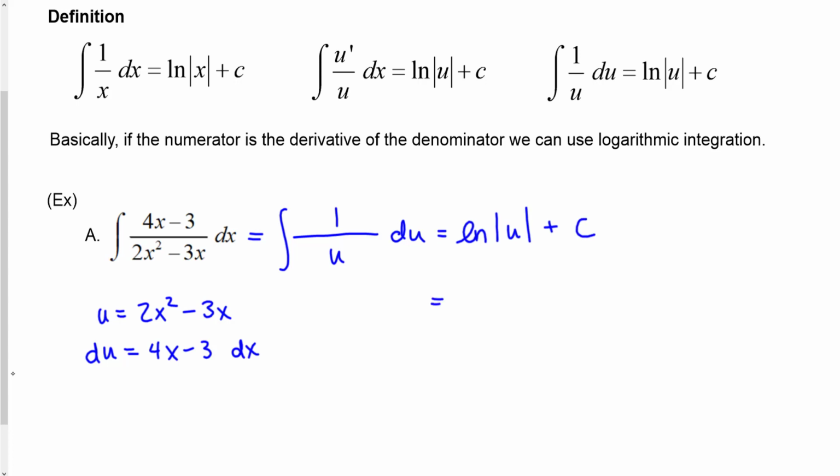which is the natural log of the absolute value of 2x squared minus 3x plus c. So effectively, right from the beginning, if I notice that the numerator is just the derivative of the denominator, the answer is going to be the natural log of the absolute value of the denominator.